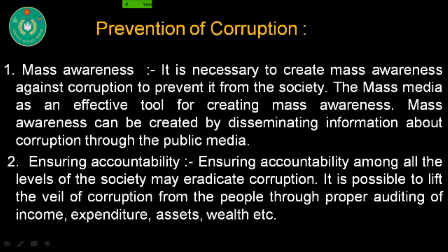Next, prevention of corruption. First of all, mass awareness. It is necessary to create mass awareness against corruption to prevent it from the society. The mass media is an effective tool for creating mass awareness. Mass awareness can be created by disseminating information about corruption through the public media.